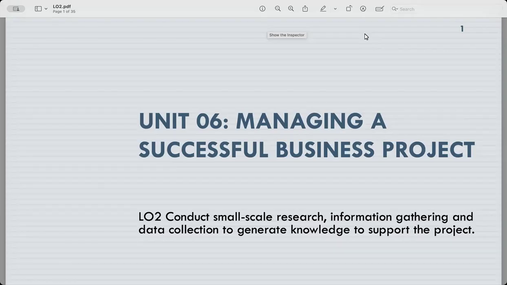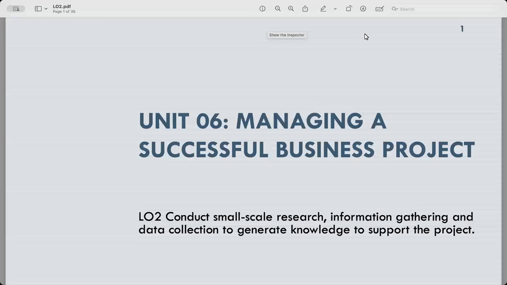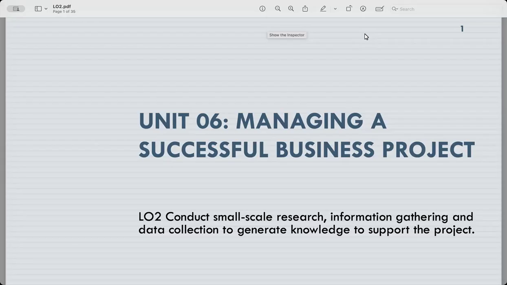My name is Yasser Gulfraz, and today we will discuss our second learning outcome of managing a successful business project. In our previous session, we discussed globalization's impact. Also, we discussed what project management is, its impact, and why project management is important for any task.